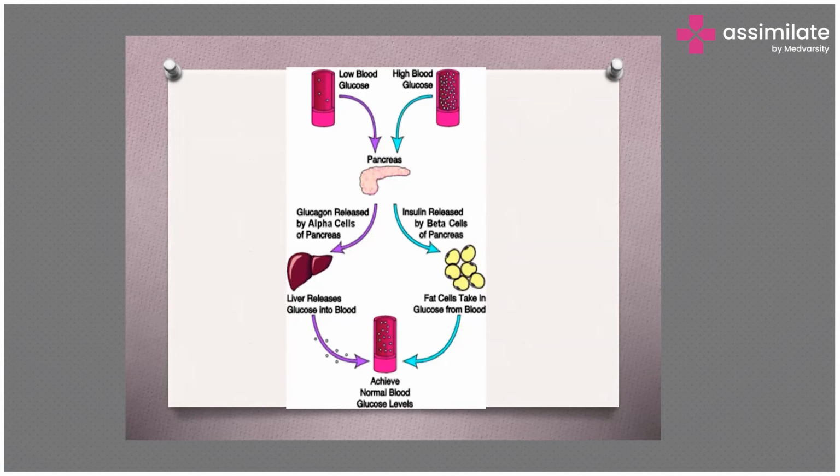Now, where will this uptake take place? It will take place in the peripheral tissues and the adipose tissue of the body. So ultimately, insulin is converting the high blood glucose into low blood glucose, and finally it will also achieve normal blood glucose levels. So glucagon is a hyperglycemic hormone, insulin is a hypoglycemic hormone. So these have opposite actions.